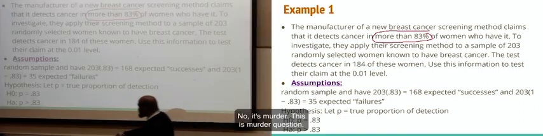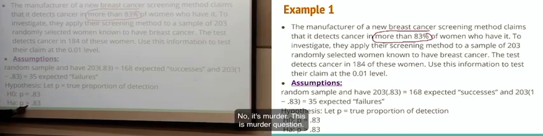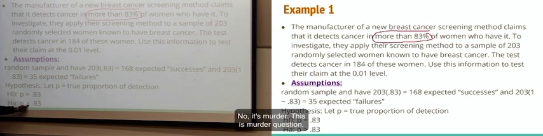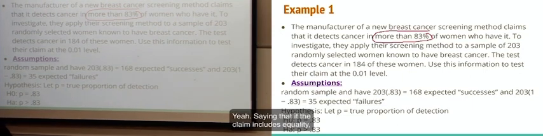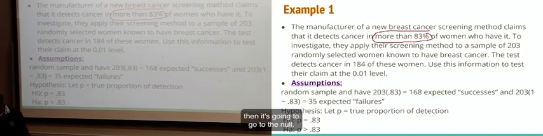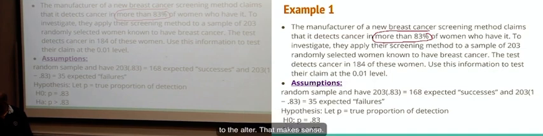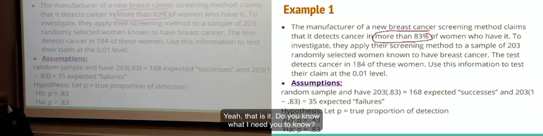No, it's more than. In the question it says more than. Yeah, you're saying that if the claim includes equality, then it goes to the null. If it doesn't, then it goes to the alternative. Does that make sense? Yeah, that is it.